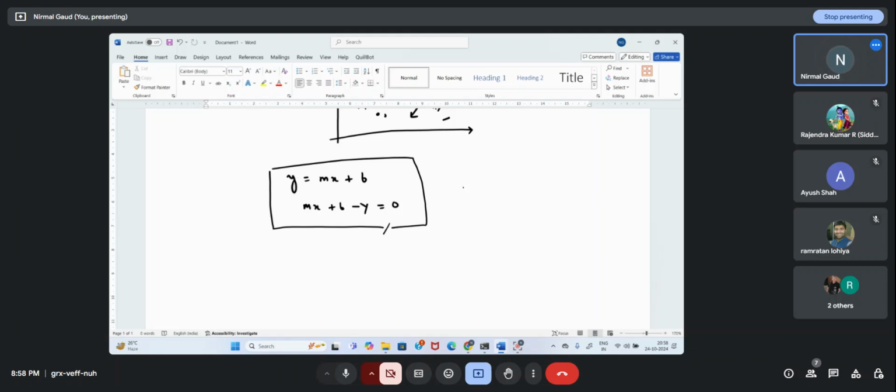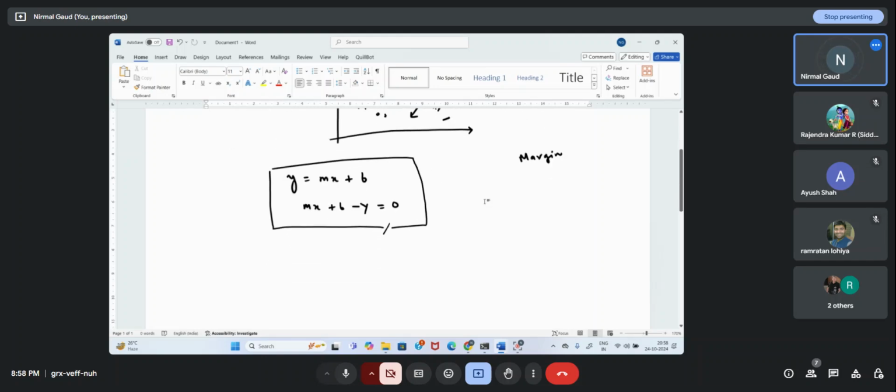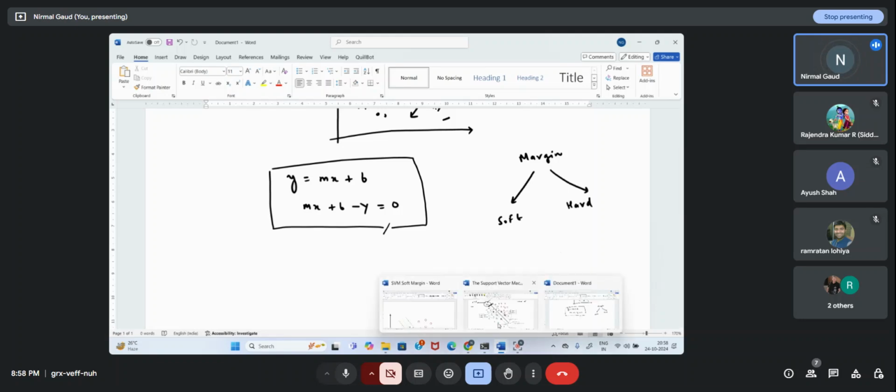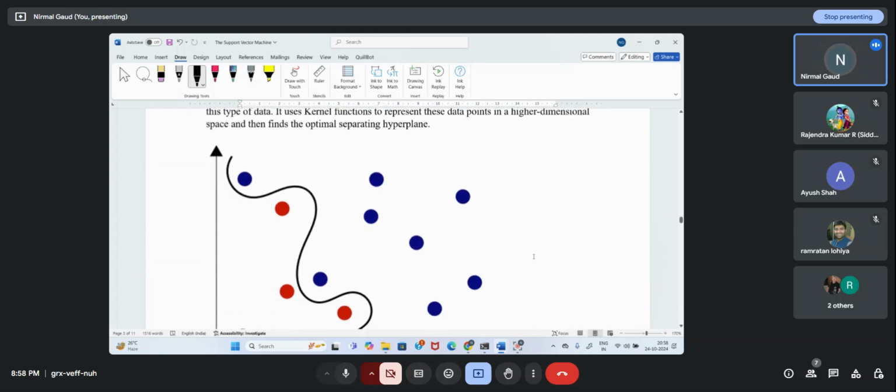Before that, margin, which you are calling the width between the classes, the class boundaries. We are having two kinds of margin, soft margin and hard margin. Two kinds of margins are there, soft and hard. Okay, I will be talking about them, soft margin and hard margin.